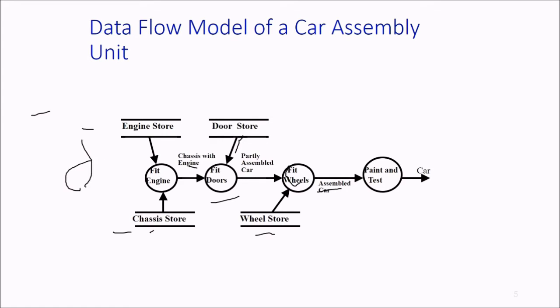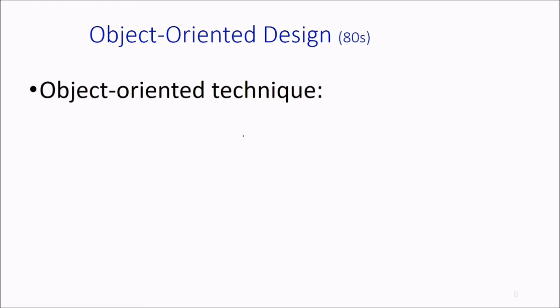There are certain other things which happen here also, but we have just tried to delineate this car assembly. So just by this data flow diagram, it has become so easy and so intuitive to understand what is going to happen and how we can implement this car assembly unit in software or a program, right? Then in the 80s, it was an era of some revolutionary thing, that is object-oriented design.